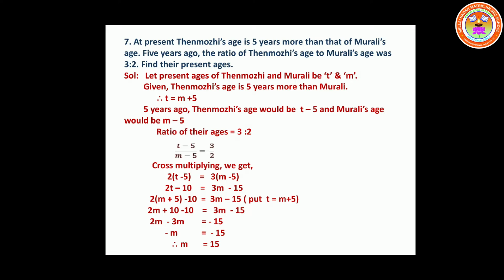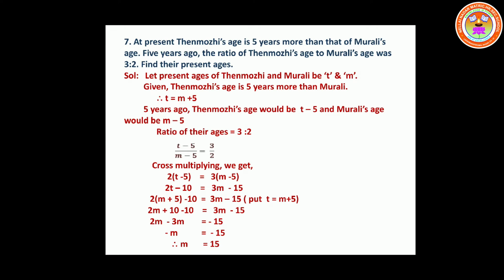So seventh one, at present Tainmuri's age is 5 years more than that of Murali's age. 5 years ago, the ratio of Tainmuri's age to Murali's age was 3:2. Find their present ages. So this is the question. So first step is to convert the statement into a linear equation, then find the solution for the linear equation. So that is what we have learned in this exercise up to now, and we are going to continue the same.